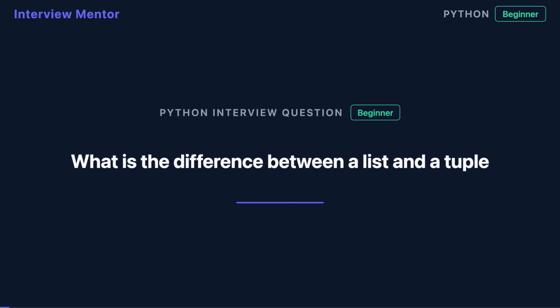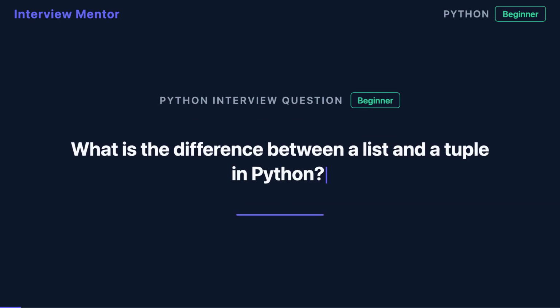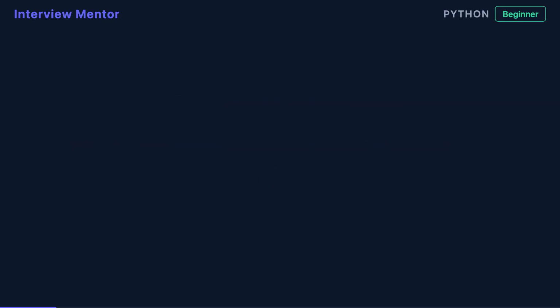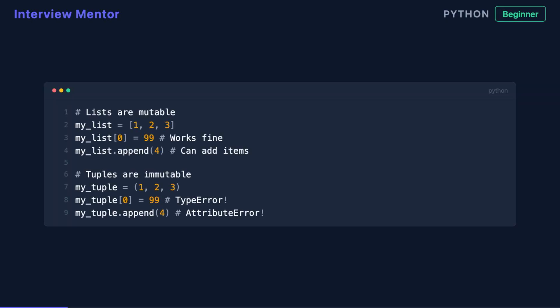Lists use square brackets. Tuples use parentheses. But this syntax difference hides something much more important: whether your data can change after you create it. Lists are mutable. You can add items, remove them, or change values at any index. Tuples are immutable. Once you create a tuple, you cannot modify it.